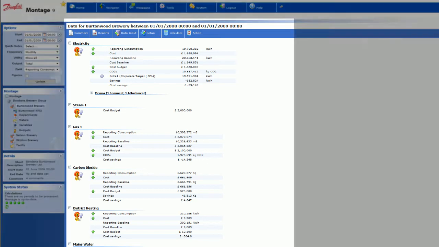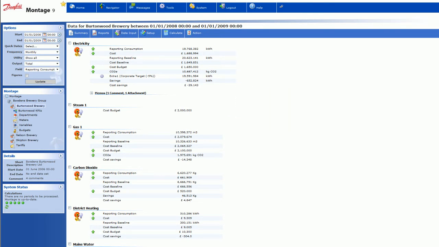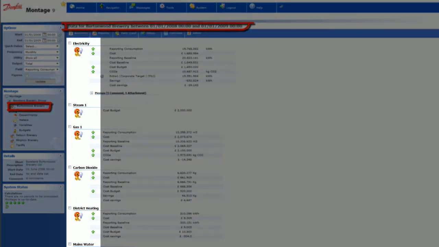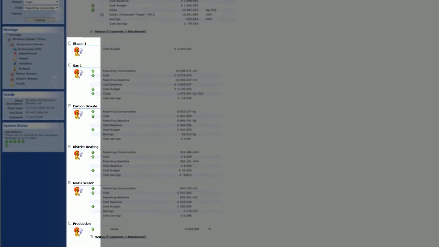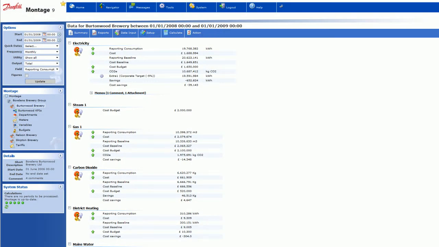You will notice on the main screen of the Navigator, the summary screen, we're providing a summary of all of our utility performance for each type of utility. So in this case, we can see that our Burtonwood Brewery is using electricity, steam, gas, carbon dioxide, district heating. And if I scroll further down my screen, you'll see I also have some recordings for mains water as well as my production numbers.